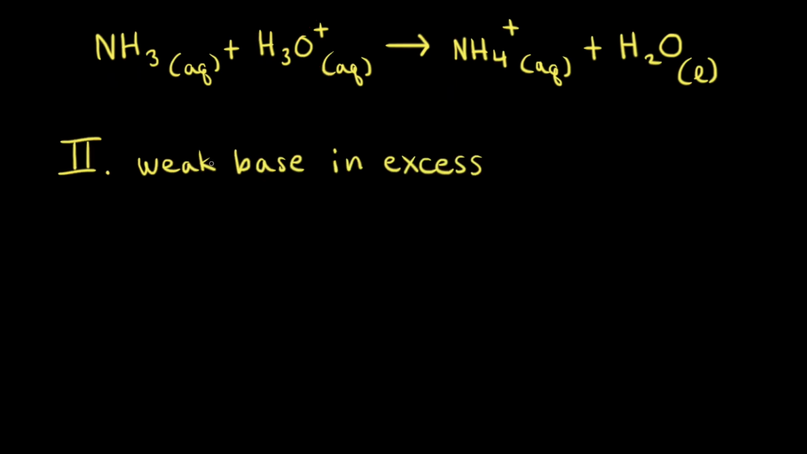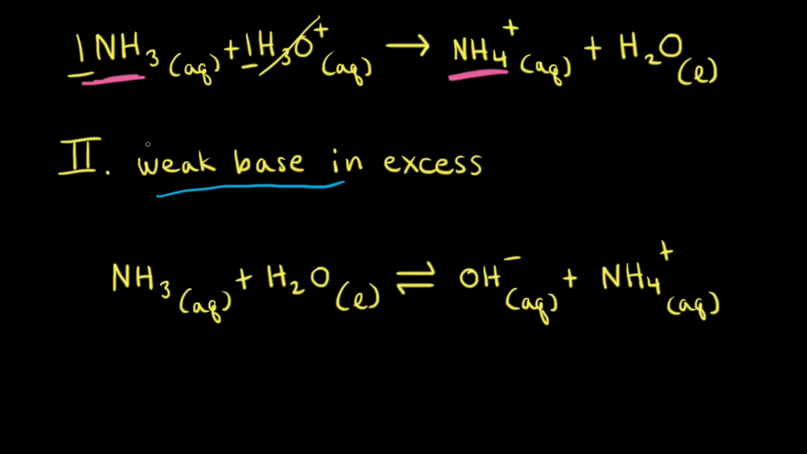For the second situation, we have more of the weak base than the strong acid. Therefore, we have the weak base in excess. And because the mole ratio of the weak base to the strong acid is 1:1, if we have more of the weak base than the strong acid, all of the strong acid will be used up. So when the reaction goes to completion, we'll have ammonium cations in solution, and we'll also have some leftover ammonia. So after the neutralization reaction is complete and all the H3O+ is used up, we'll have some leftover ammonia.